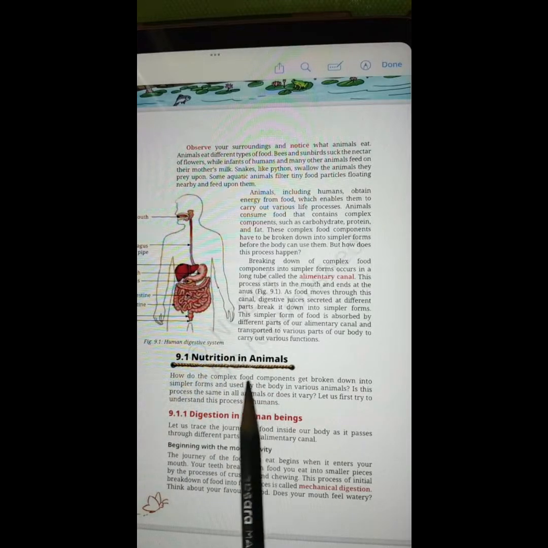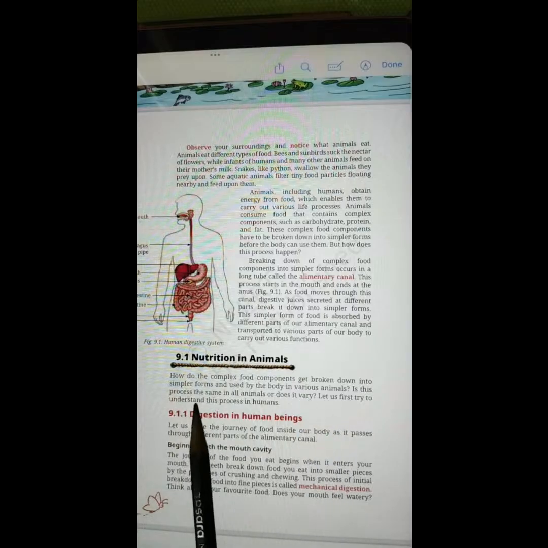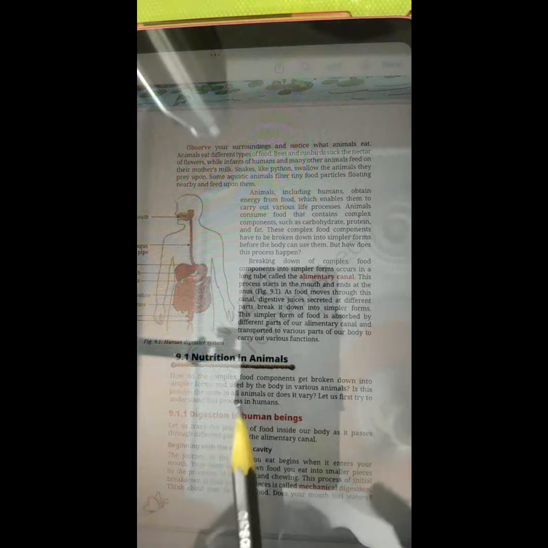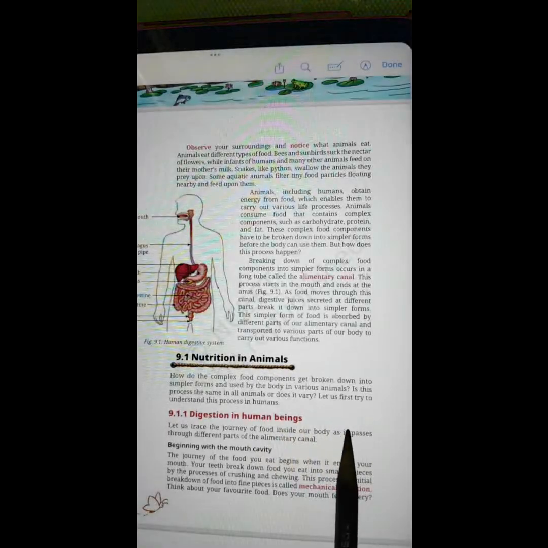9.1 Nutrition in Animals. How do the complex food components get broken down into simpler forms and used by the body in various animals? Is this process the same in all animals or does it vary? Let us first try to understand this process in humans.